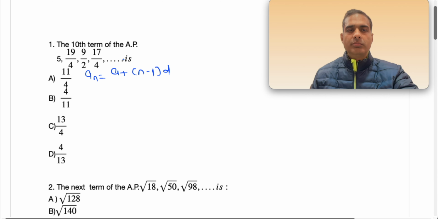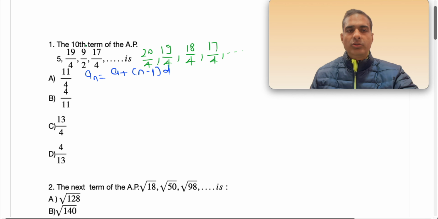Now, to make our work easier, we will try to make the denominators of each term equal. If we see here, this is 5, 19 by 4, 17 by 4. So we can try to make the denominator 4. 5 can be written as 20 by 4. 19 by 4 is already there. 9 by 2 we can multiply by 2 in the numerator and denominator, so it will become 18 by 4, then 17 by 4, and in this way.